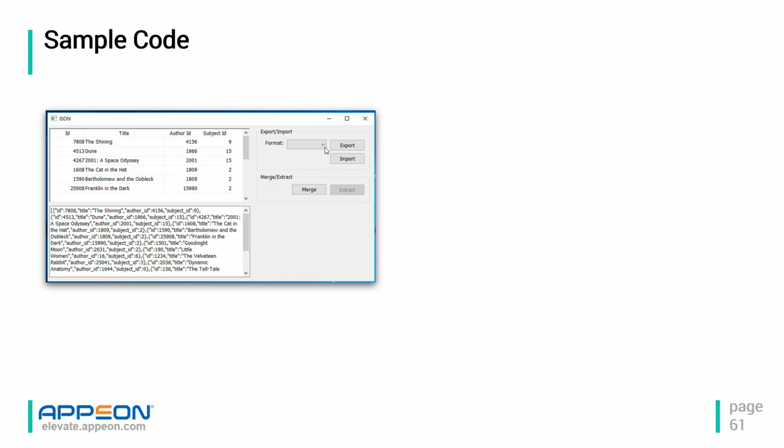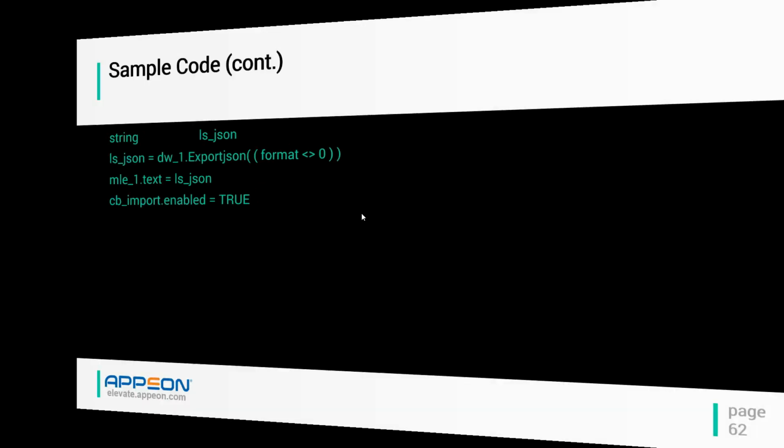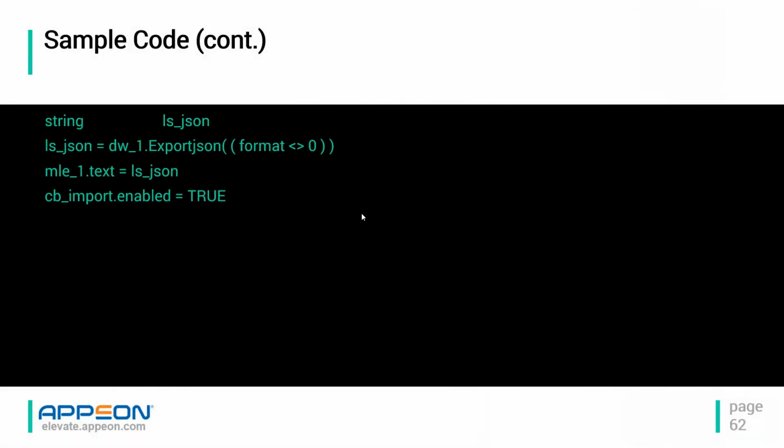And what it does when you go on to do the merge extract is it takes the data from this data window, which is the list of titles, and it takes the data from a data store, which has a list of authors, and it packages it all together, creates a single JSON object that has both sets of data, and then you can use the extract to parse it back out again. This is an example of what that looks like.